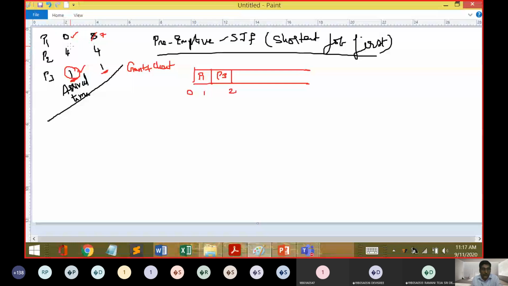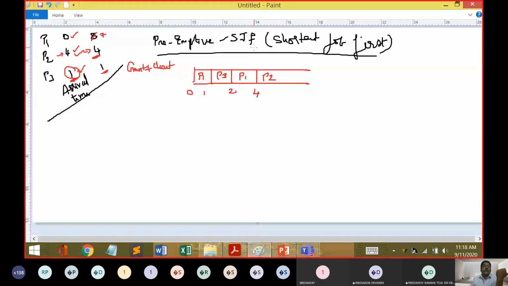Now P1 is again in the Gantt chart with the CPU. So again P1 is going to enter here. It executes up to the 4th millisecond. Now what is happening here is, at the 4th millisecond, P2 arrives and P2 burst time is 4. So P2 is given a chance because of shortest job first, can you correct me here? Right? So how many milliseconds at this time are still pending for P1?